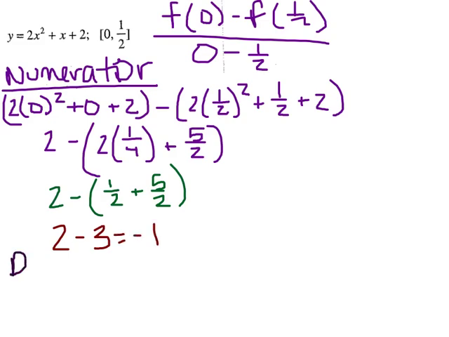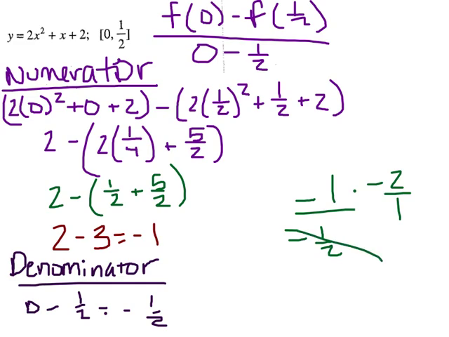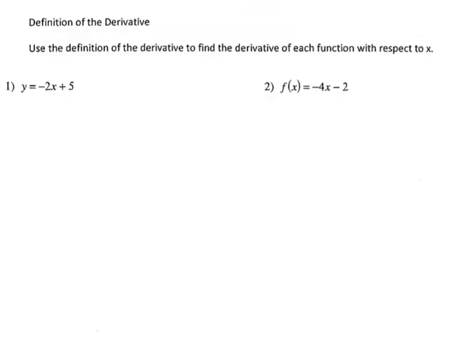Now let's check out our denominator. In our denominator, we have 0 minus 1/2, which is -1/2. So when we put those together, we have our -1 divided by our -1/2. Remember, dividing by a fraction is the same as multiplying by the reciprocal. Negative times a negative is positive 2.